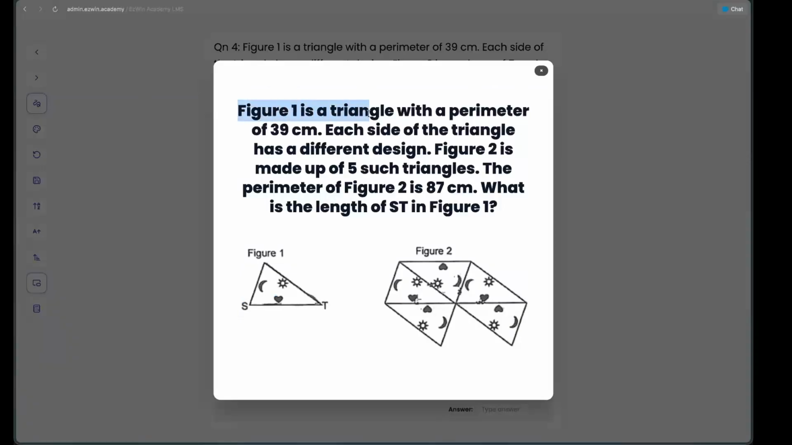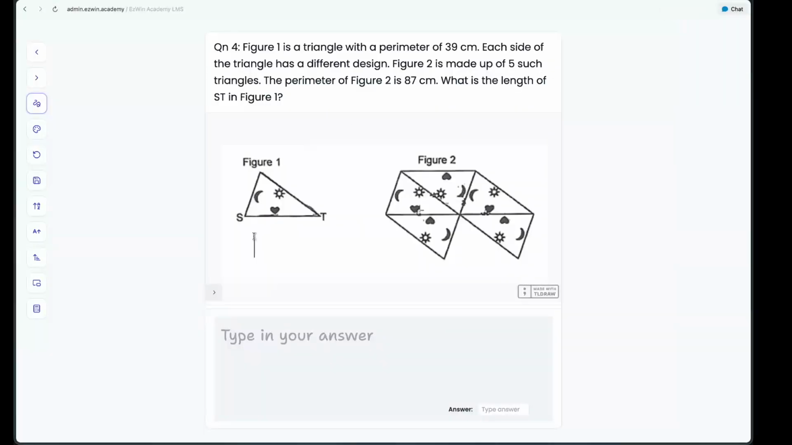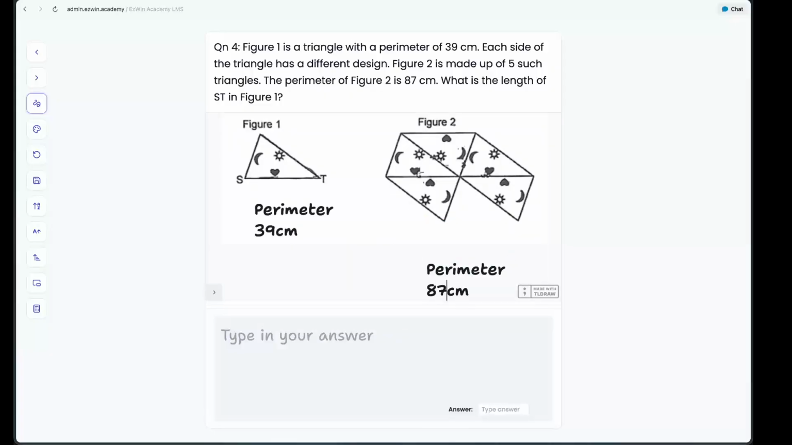Question 4. Figure 1 is a triangle with a perimeter of 39 centimeters. Each side of the triangle has a different design. Figure 2 is made up of 5 such triangles. The perimeter of figure 2 is 87 centimeters. What is the length of ST in figure 1? So we know in figure 1, it is 39 centimeters. I'm going to put here as perimeter. And then for figure 2, the perimeter is 87 centimeters. So what we're looking for is this line over here.